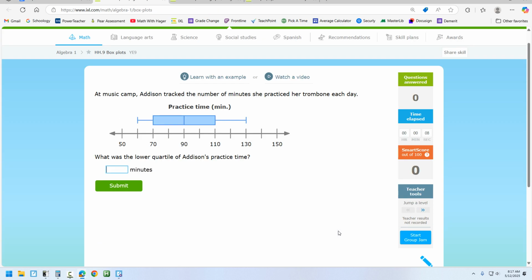Perfect. Okay, so the next IXL looks at what's called a box and whisker plot. In a box and whisker plot, it's broken up into 4 sections. So you've got this first section, second section, third section, and the fourth section. The ends of the box and whisker plot are what we call the extremes, the lowest value and the highest value of all the numbers that you're making a plot for.